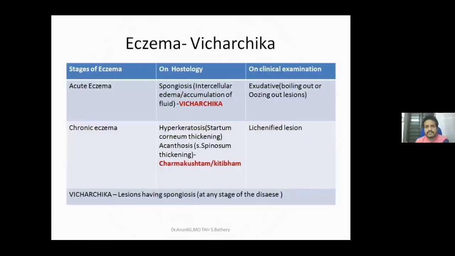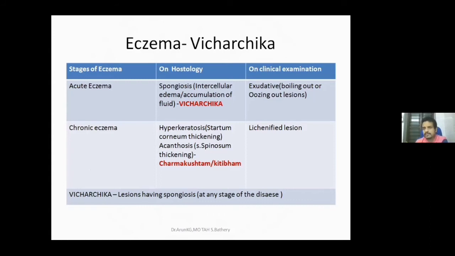So in eczema, usually we are comparing it with Vicharchika, but when we consider the histology and clinical examination, in the acute stage there will be much spongiosis, that is intercellular edema or accumulation of fluid. As a result, exudative fluid will be discharged. In chronic cases, spongiosis will be less, along with that hyperkeratosis and acanthosis will be there on histology, so the lesion will be lichenified.